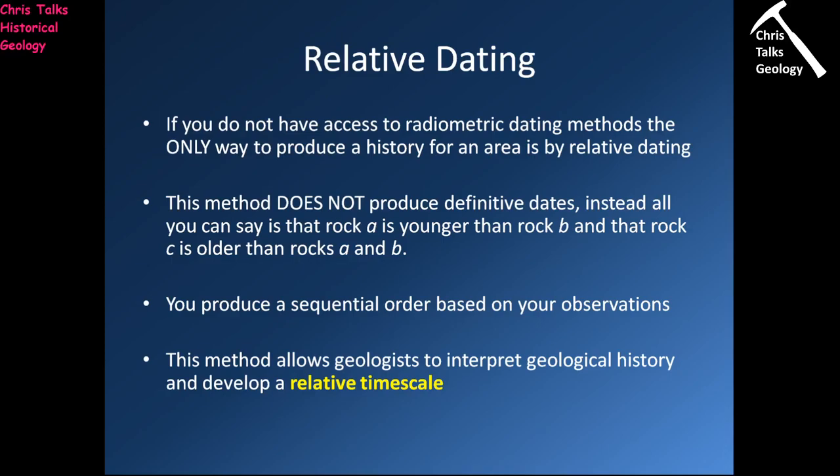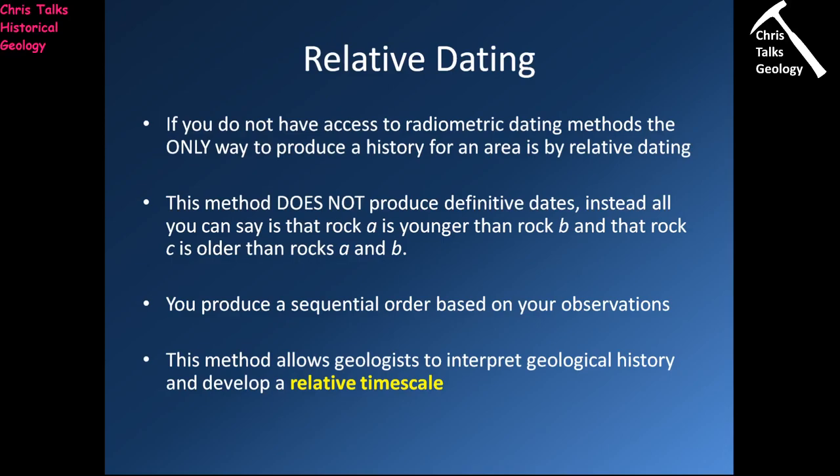So the method will not produce a definitive date. All it will tell you is that rock A is younger than rock B, and that rock C is older than rocks A and B, for instance. Something along those lines.